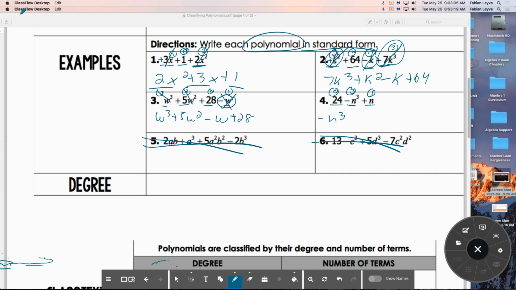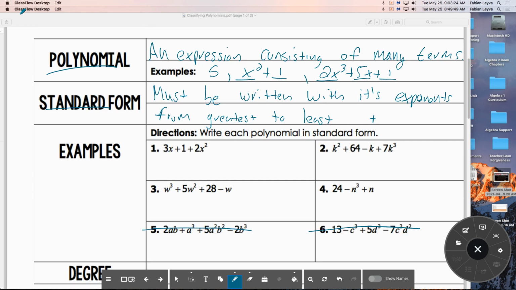Negative n to the 3. Now, what should go second? Positive n. Now, what should go third? Obviously, it's the 24. Now, keep in mind that you can't just write the 24. You have to write a mathematical operation. Now, is that 24 positive or negative? It is positive, so you got to make sure that you tell the reader, hey, this is getting added.